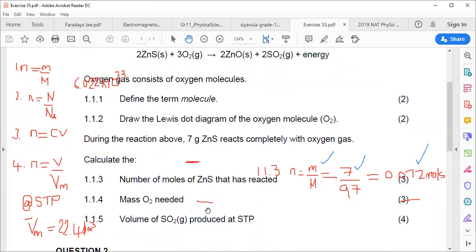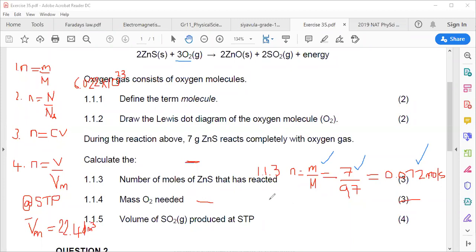We're on number 1.4. Right, it says calculate the mass of oxygen needed. So we check here, there is oxygen. Right, but what do we know about oxygen? What information do we have about oxygen? Nothing. We don't know anything about oxygen except maybe the molar mass. Are we together? All right, that's all we know.